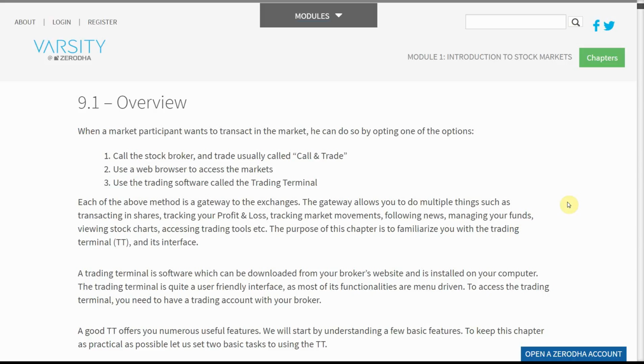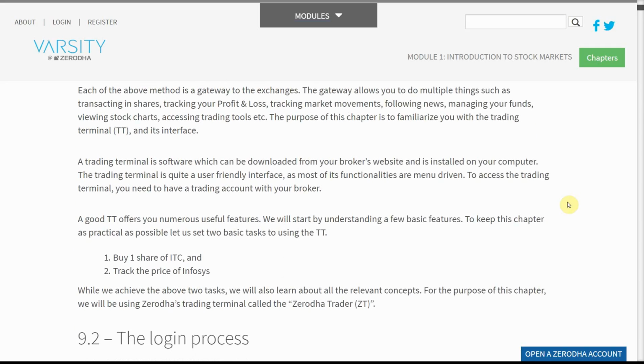To keep this chapter as practical as possible, let us set 2 basic tasks for using the TT. Buy 1 share of ITC and track the price of Infosys. While we achieve the above 2 tasks, we will also learn about all the relevant concepts. For the purpose of this chapter, we will be using Zerodha's trading terminal called the Zerodha Trader CT.